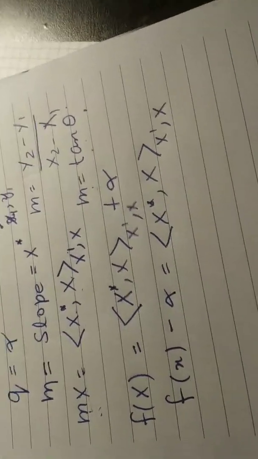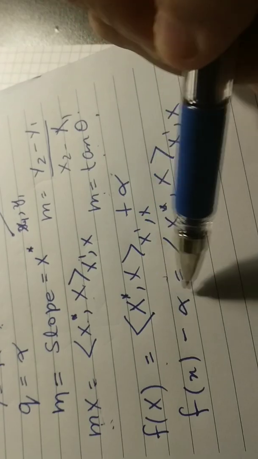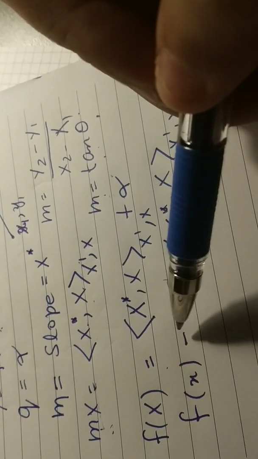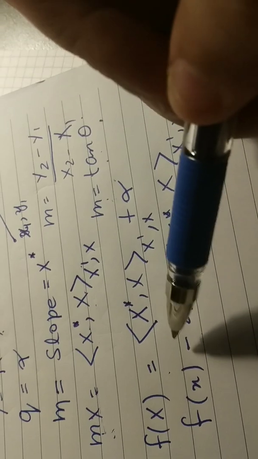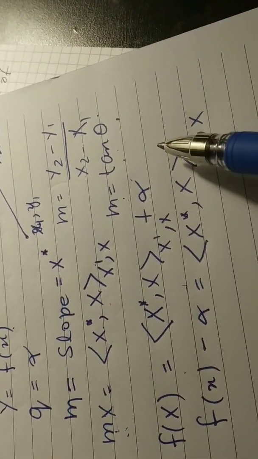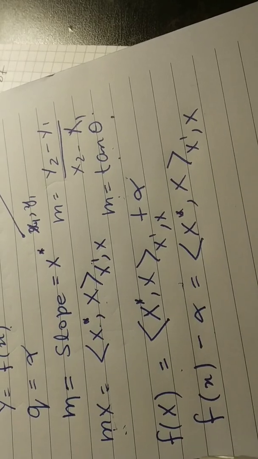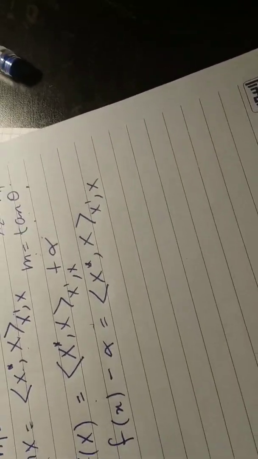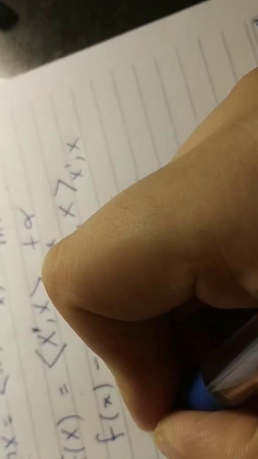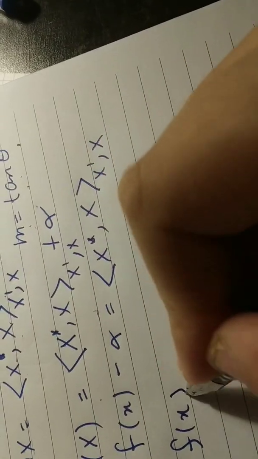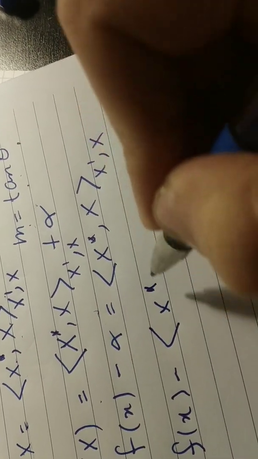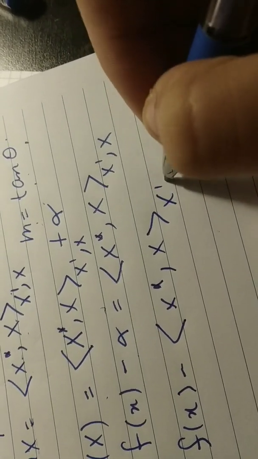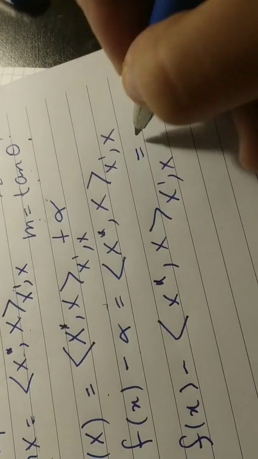We can also rearrange the things, and if we take something from this side to the other side, we change the sign. This is the basic thing we all know. Now we can also write like this: f(x) minus the inner product of x star and x is equal to alpha. We can also rearrange it like this.